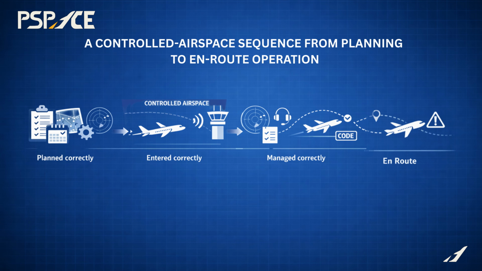If the flight cannot remain on the assigned track or cruising level, the commander treats that immediately as an ATS matter requiring coordination. The lesson therefore describes controlled airspace discipline as a sequence of connected responsibilities rather than a series of isolated cockpit tasks.